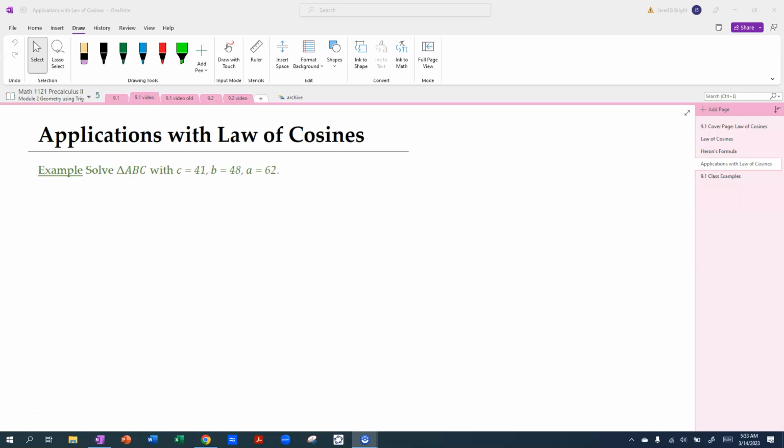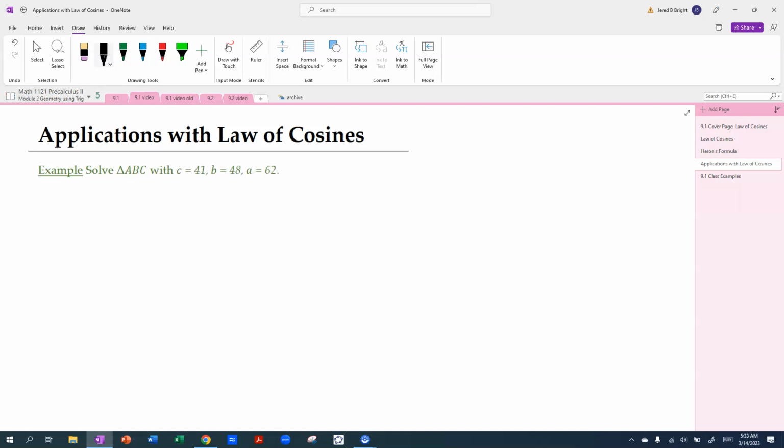Welcome back, and we're going to get some more practice with law of cosine examples. We saw in the last two videos that we had a side angle side context. Now we're going to work with a different context where it is side side side. So we're just going to take a look at this triangle.